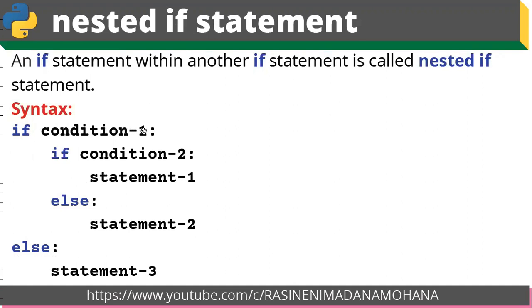Here is the flow of how the statements are executed. If the first condition returns true, then it comes to the second if condition. If the second condition is true, statement 1 is executed. If the second condition is false, then it comes to the else part, and statement 2 is executed. If condition 1 returns false, directly it comes to the else part, and statement 3 is executed. That is the flow of execution here.